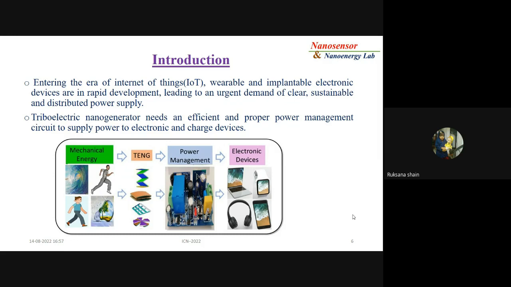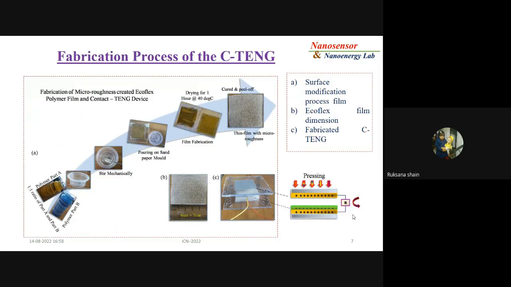Next slide, please. So this is the fabrication process of the TENG device. Here, figure A shows the step-by-step Ecoflex polymer sheet making process, and figure B shows a realistic digital representation of the TENG system with its top view and dimensions. Figure C shows the fabricated device. This device has excellent tensile durability and is also lightweight. Next slide, please.